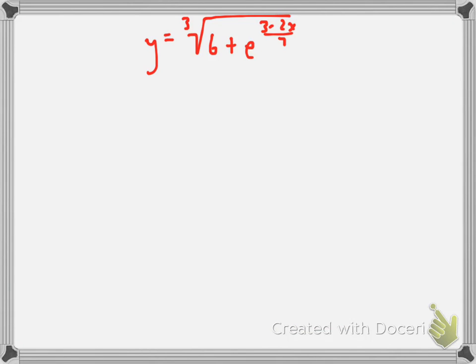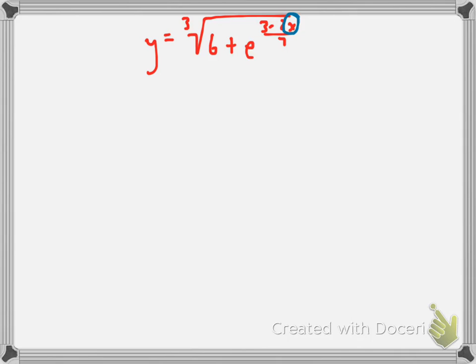So here's the problem. y equals the cube root of 6 plus e to the 3 minus 2x over 7. And I'm going to point out a few parts here. So in this problem, what we're trying to do is solve for x. So that is this up here. So we have to get rid of everything else except for that x. And in order to do that, we need to follow a few orders of operation.